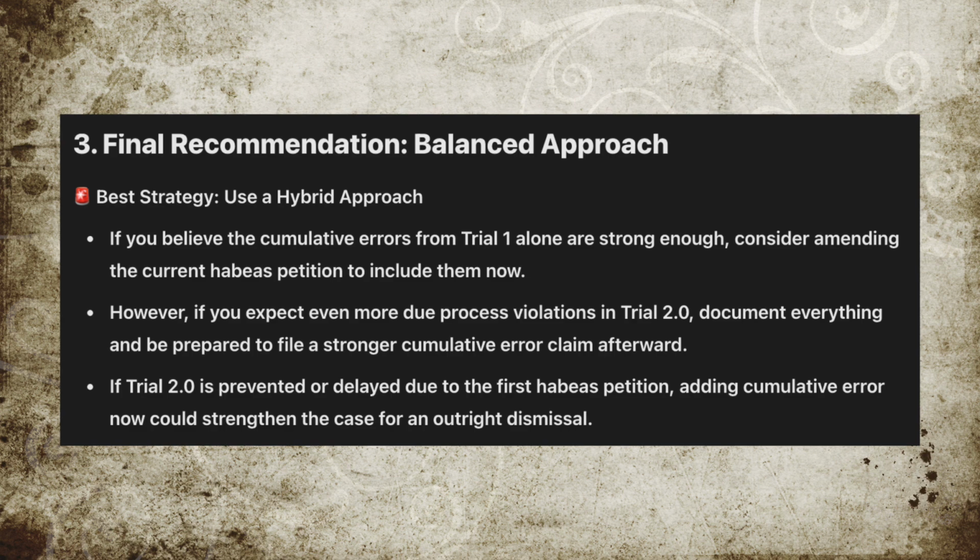But the other consideration is that if trial 2.0 is prevented or delayed due to the first habeas petition, then adding cumulative error now could strengthen that case for an outright dismissal. It may well be smarter to monitor the federal court's response to the pending habeas petition to gauge the best timing for adding cumulative error claims.